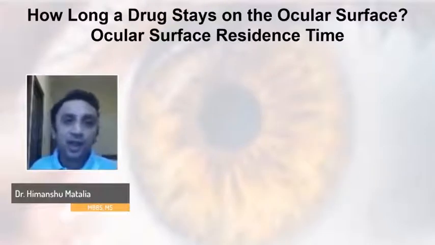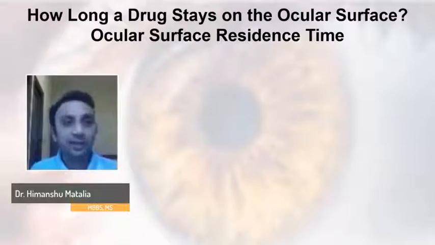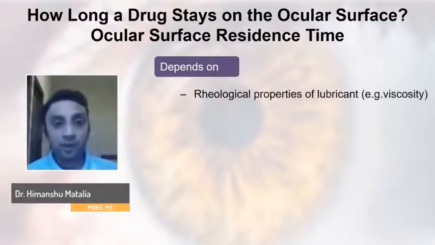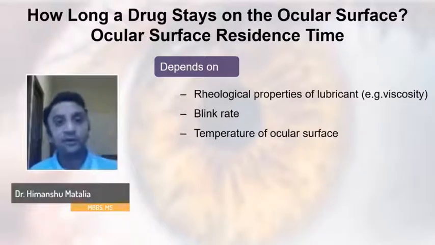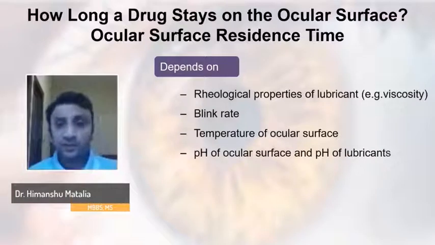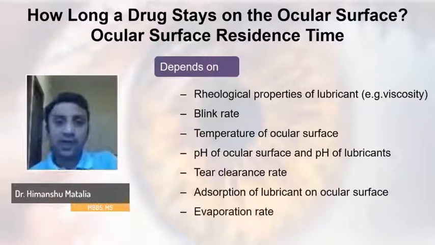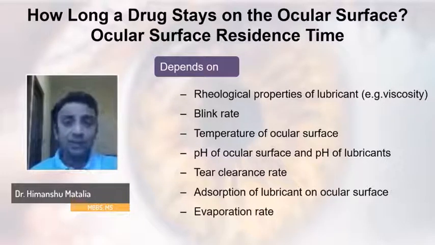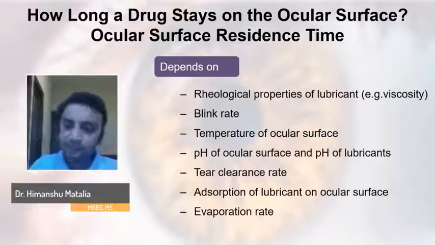Now the question arises, how long a drug stays on the ocular surface, and that's called ocular surface residence time. And that depends upon the rheological property of the lubricant, that's viscosity, the blink rate of the person, the temperature of the ocular surface, the pH of the surface as well as the lubricant, the tear film clearance time, the absorption of the lubricant on the surface, as well as the evaporation rate. And you know that in every individual, these things would not be the same. So in a different individual, the same lubricant may not have the same amount of ocular surface residence time.